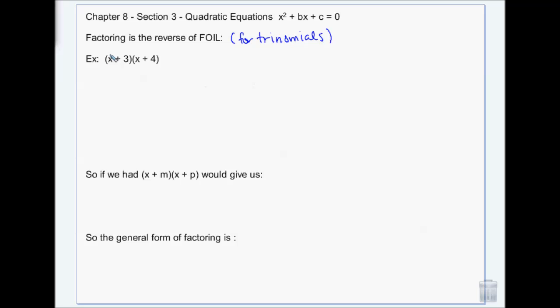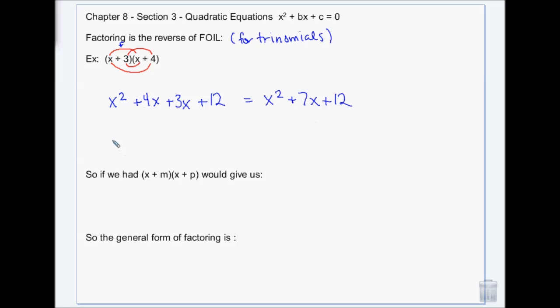FOIL means I multiply first, then outside, then inside, then last. So when I multiply first, I get x squared. Outside gives me 4x. Inside gives me 3x. And then last gives me 12. So if I collect my like terms, I get 7x plus 12.